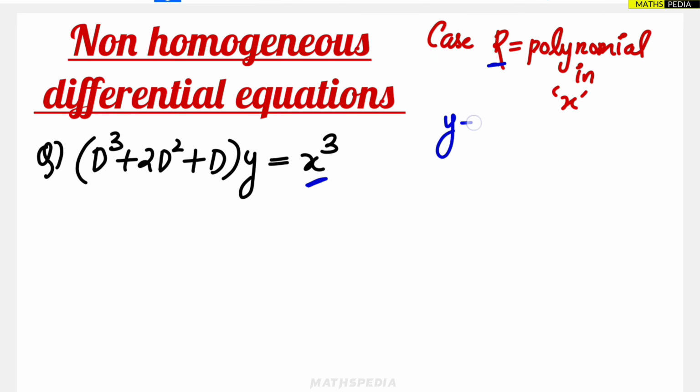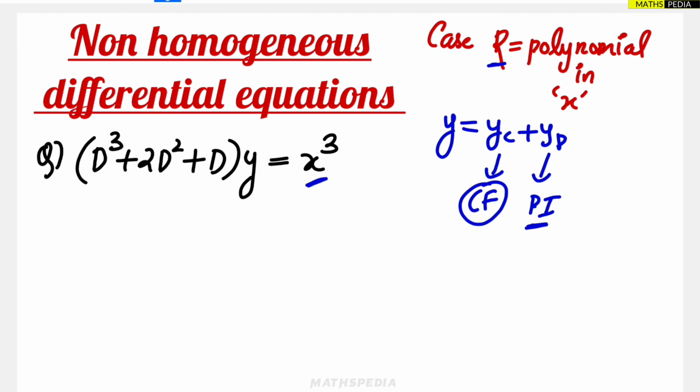As we know, the solution y is equal to what? Yc plus yp, or we can call it the complementary function CF plus the particular integral or particular function PI. Now CF is easy to find. It's the same procedure for all the cases, no matter what is there on the RHS side. But PI will depend on the RHS as well as the LHS, while CF is dependent only on the LHS part.